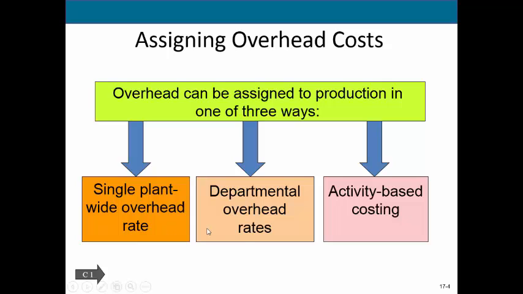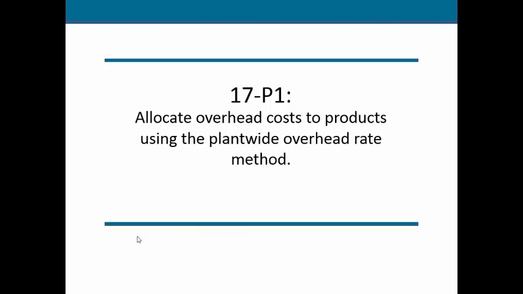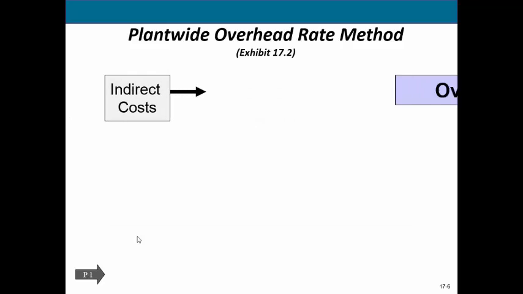But remember, no matter which method we're choosing, all we are doing is allocating or dividing up our manufacturing overhead and applying a little bit of our manufacturing overhead cost to each and every product that we make. So although we've got different methods, the end result is that we are trying to apply or allocate a small piece of our overhead to everything that we make. So first let's look at using the single or the plant-wide overhead rate method.